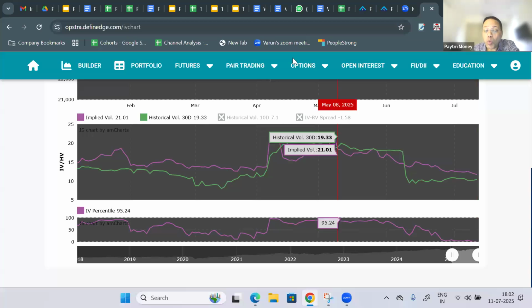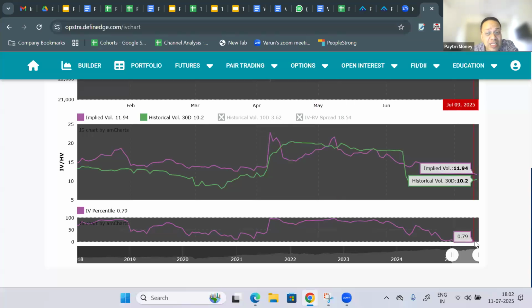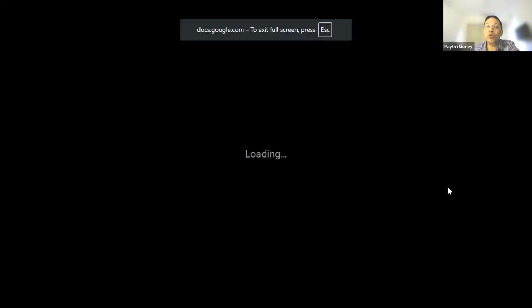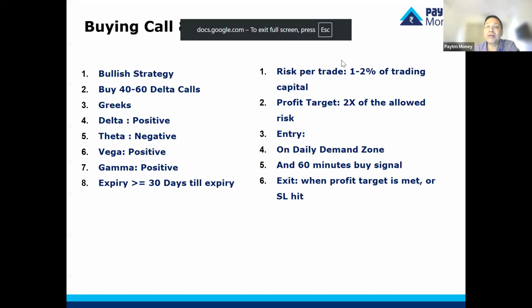So currently, we are having an extremely low volatile situation, right? When the volatility is very low, what happens? The premium also becomes very low. It means the market is expecting very low movement.